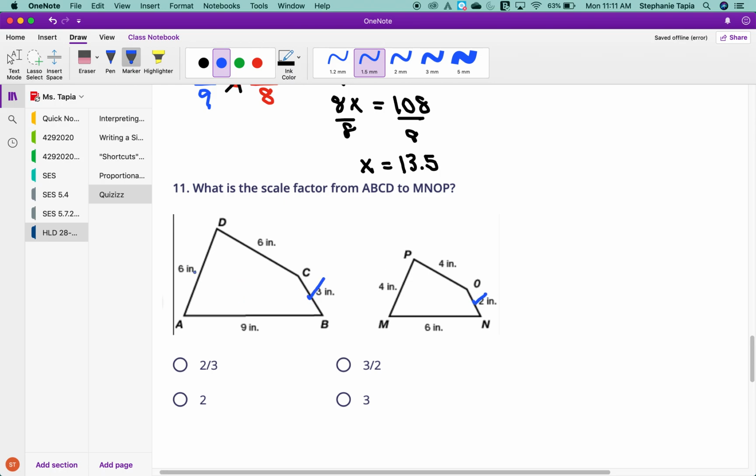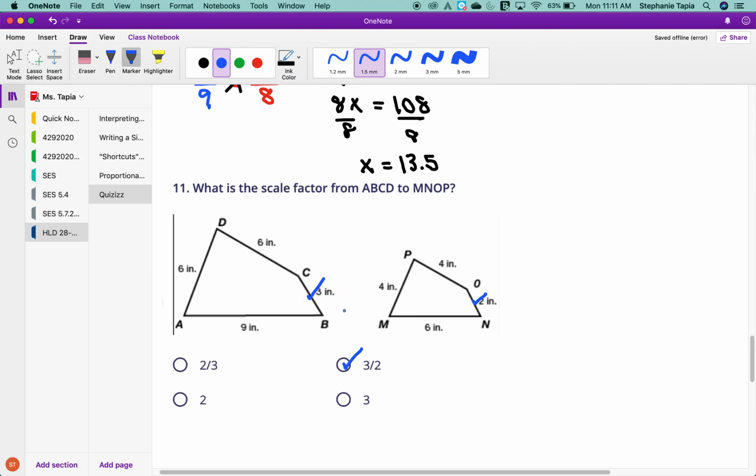Because if I pick 6 and 4, I know that 6 and 4 are both even numbers, and 2 goes into both of those, so I'm going to have to simplify them anyway. If I simplify 6 over 4, that gives me 3 over 2 regardless. So I'm just going to pick the smallest sides, and that gave me 3 over 2. So the scale factor from ABCD, which is the largest figure, to MNOP is 3 over 2.